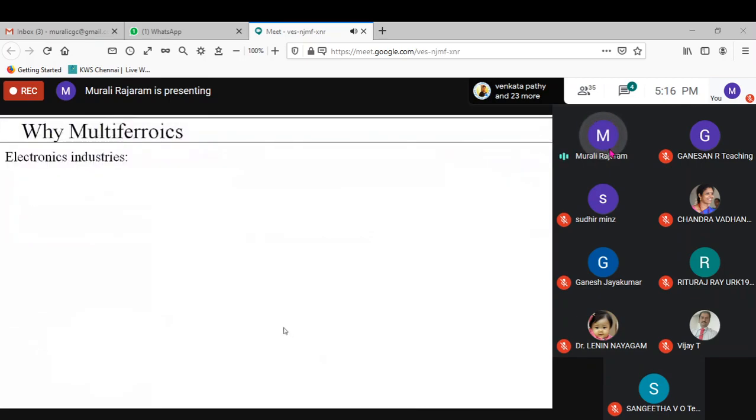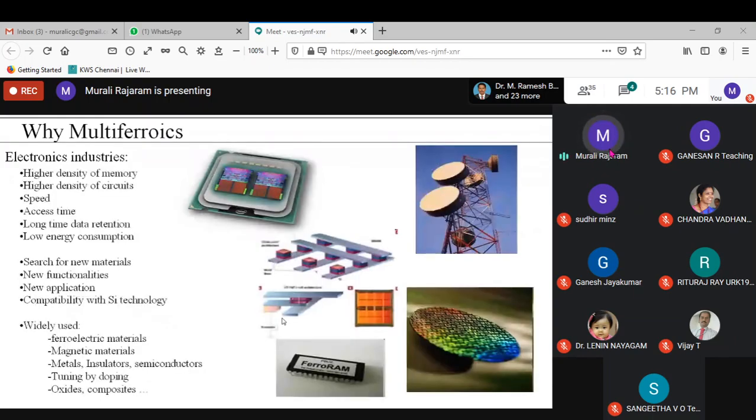So before getting into the details, as I said before, let us see why these multiferroic materials are very important. In the electronic industries, we now need high density of memory. The memory density has been increasing on a rapid scale, and now it has almost reached a stagnant position, because the memory bit size has become so small that if you write one bit, the neighboring bit will get disturbed. So we need to find some other new techniques if we want to still increase the memory bit density.